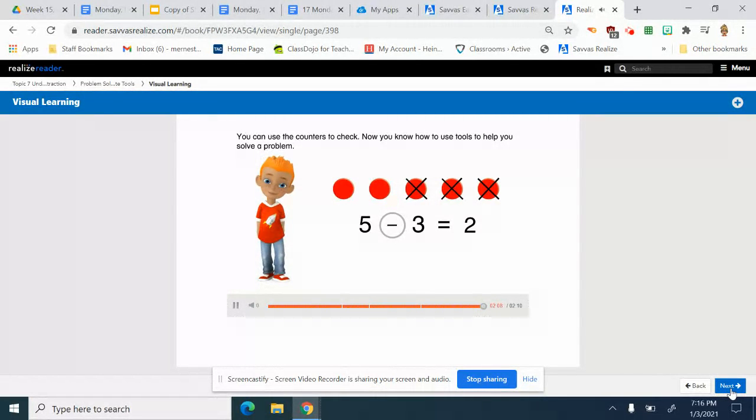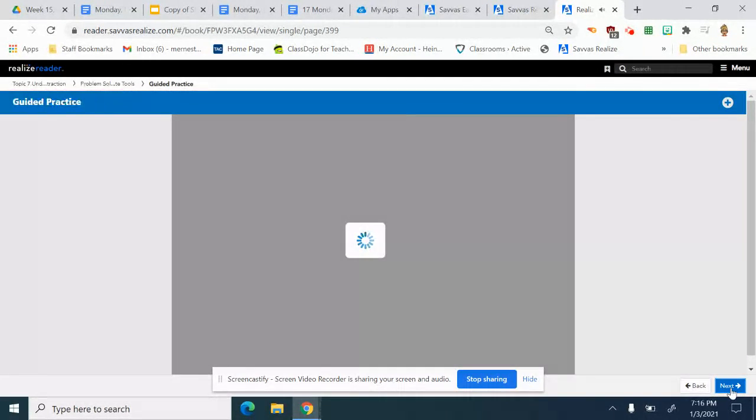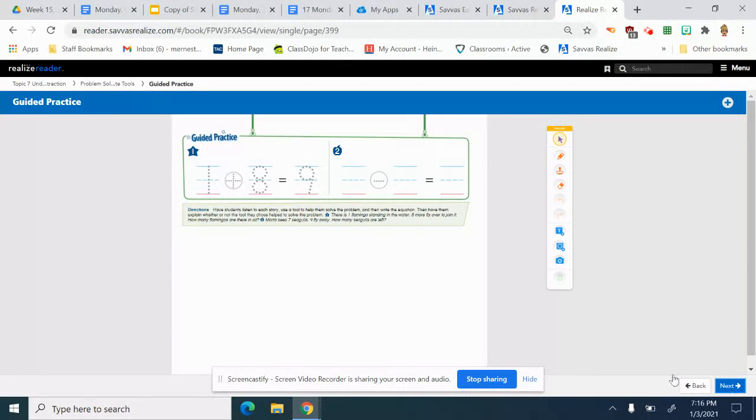Great job! All right, let's do a couple of problems together now. The first 2 actually are telling you whether they're plus or minus, but you're going to have to listen to the story in the next ones to figure that out. So I'm going to read you the directions, and it says, there is 1 flamingo standing in the water. 8 more fly over to join it. How many flamingos are there in all?